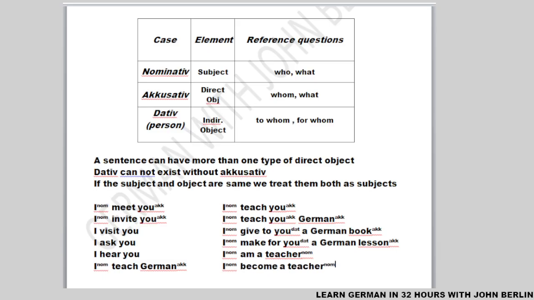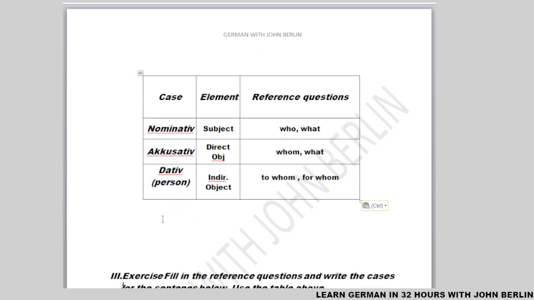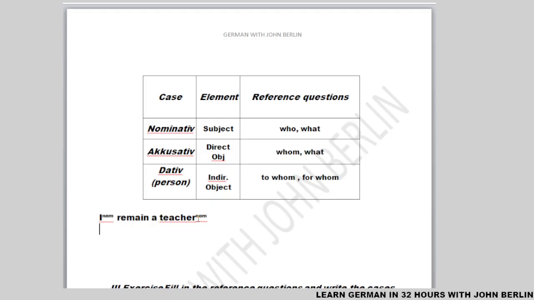Right? Now we need more space. Let's copy this table and let's go down to the next page. Okay, so we can make a few more sentences. Again, I remain a teacher. So once again, I and teacher is the same person. So as per the rule, we treat them both like the subject. So this is nominative. Who remains a teacher? I. And what do I remain? A teacher. Again, nominative.